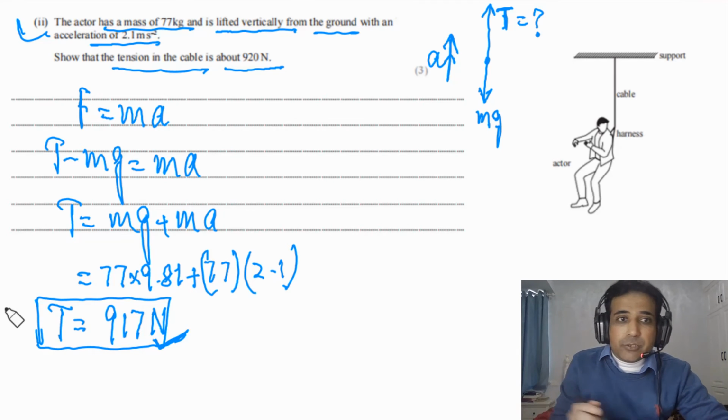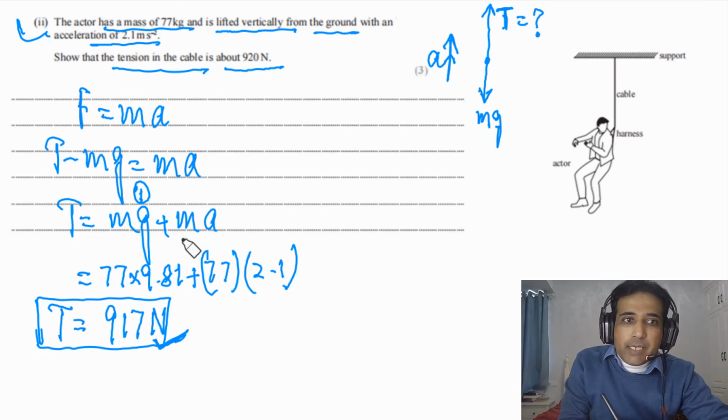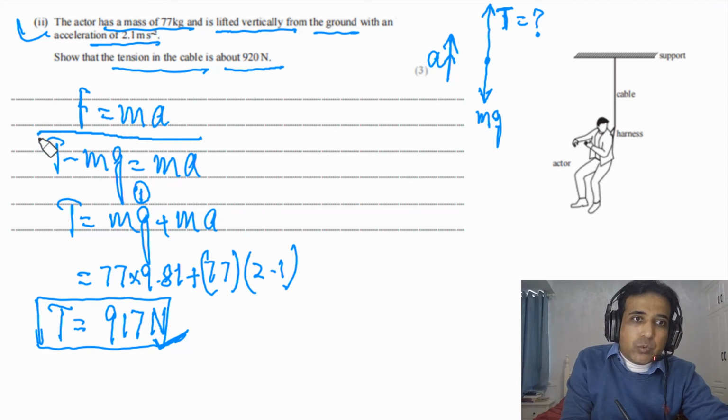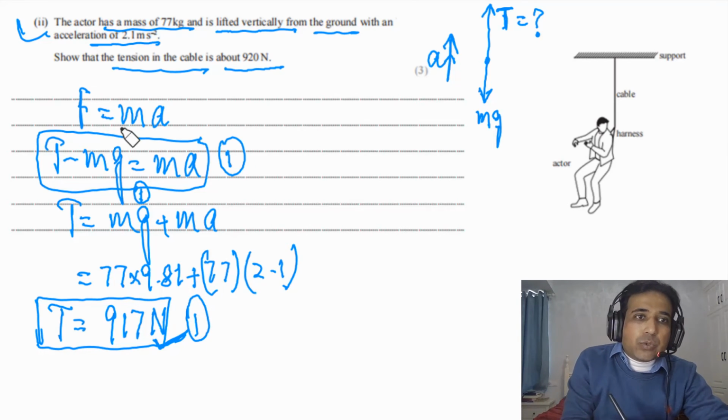This question has 3 marks. 1 mark you will get if you have calculated the value of weight. 1 mark you will get if you have used this formula. And the 3rd mark you will get if you have got the right answer. A beautiful way. This formula is very important in mechanics: F net is equal to ma.